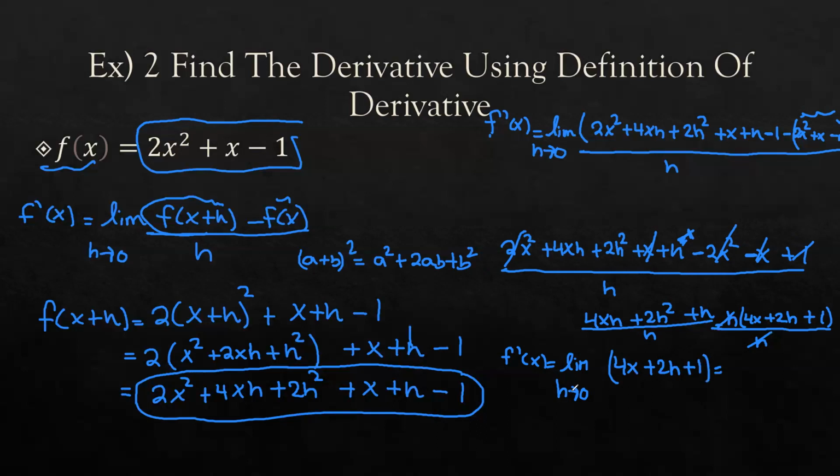Then what you could do is plug in 0 wherever you see an h. So your final answer is going to be 4x plus 2, and then replace the h with 0, and then 1 stays the same. So f prime of x equals 4x plus 1. Okay, so that is that example. Go ahead and press pause if you need to write down all the steps.